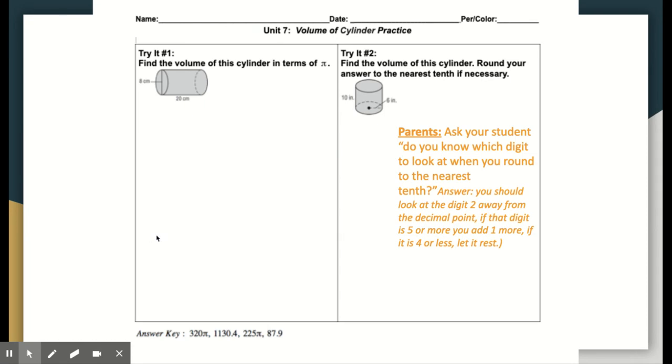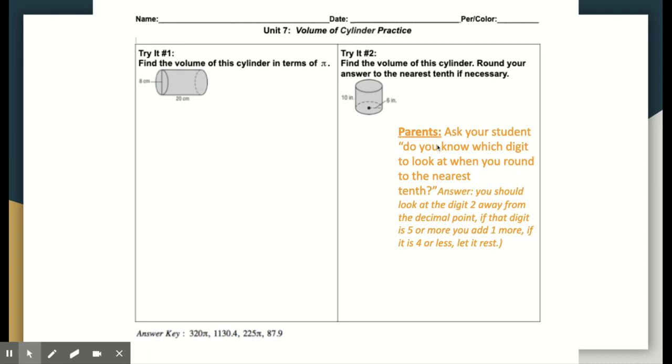After your student has watched the videos and copied down the notes from example 1 and example 2, they will have 4 try it problems that will mirror the examples. So the first one, find the volume of this cylinder in terms of pi. Again, refer back to the notes if they forgot the difference here. And then try it number 2, find the volume of this cylinder, round your answer to the nearest tenth. Again, they will be writing down the formula and solving the problem just as I did in the example video.